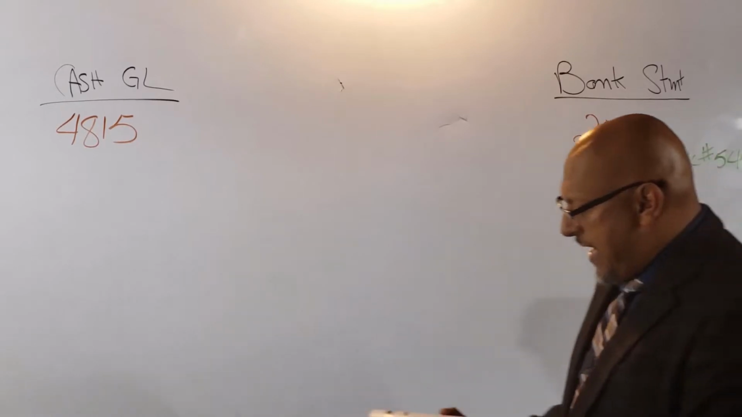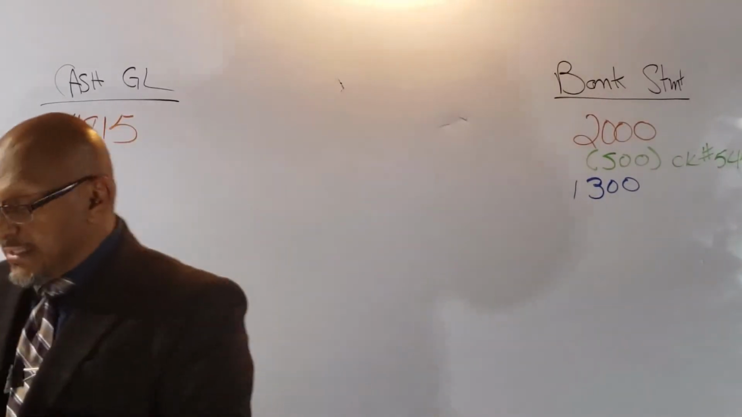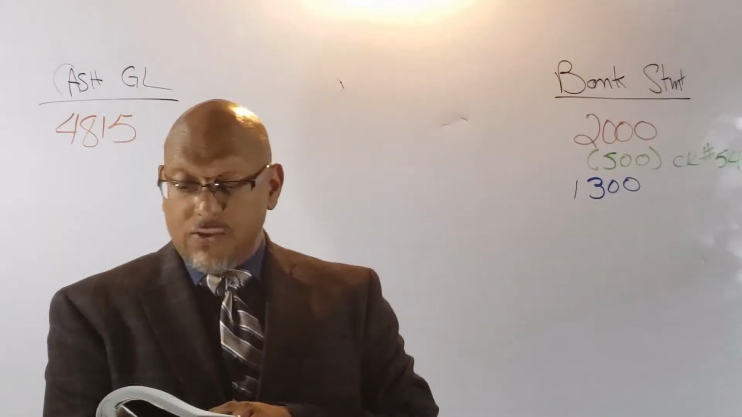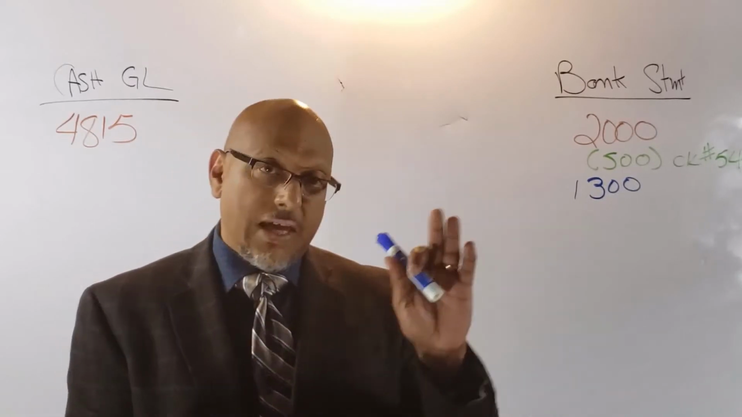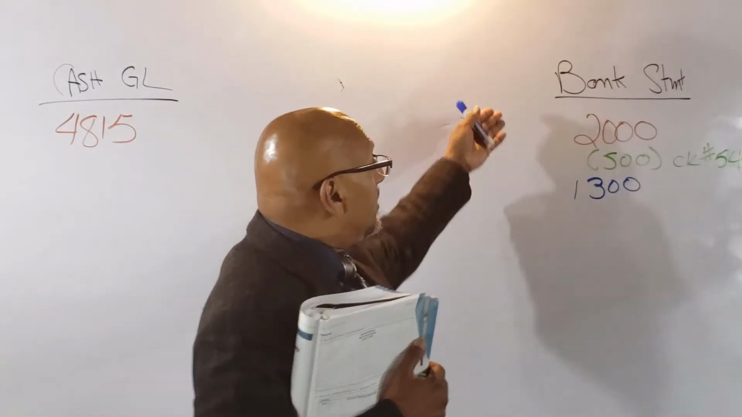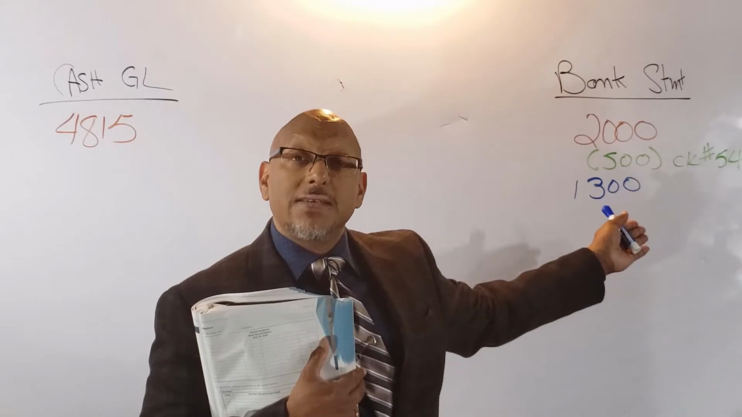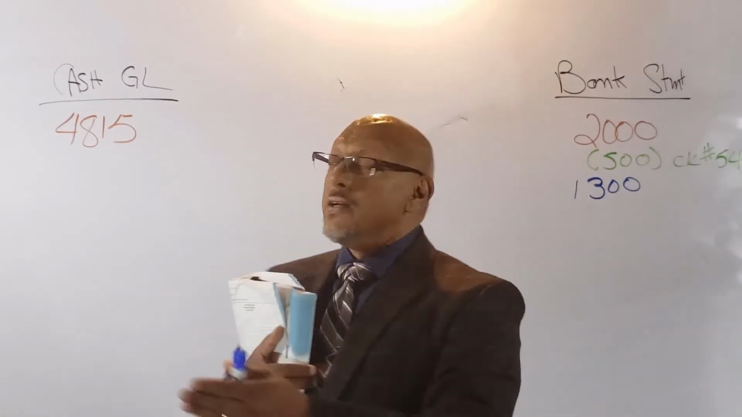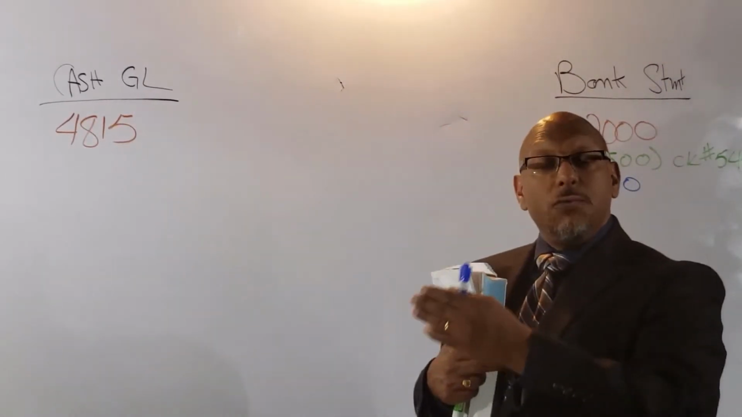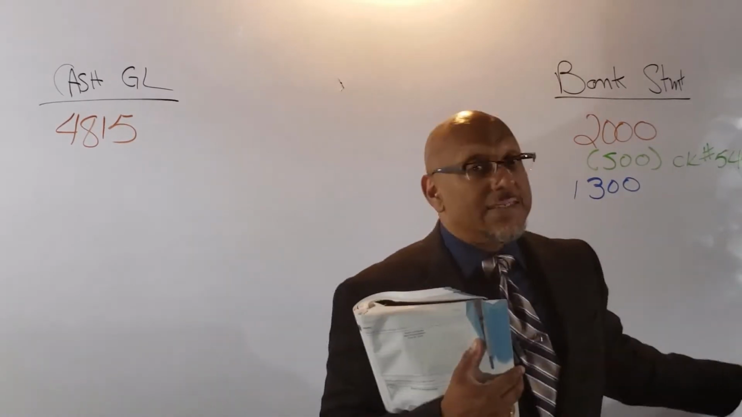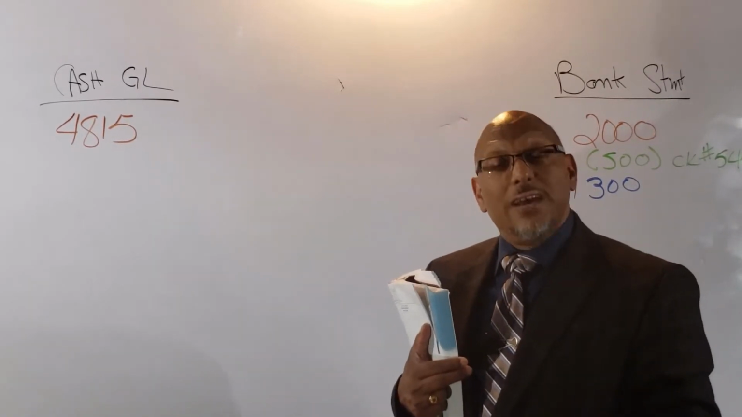The next thing we have, that's the last thing, is the closing balance as of June 30th, which is the 4815. Okay. We are done with the bank statement side and reconciling the bank statement to the GL. Now we need to reconcile the GL to the bank statement. And let's do the same thing over again from the top.